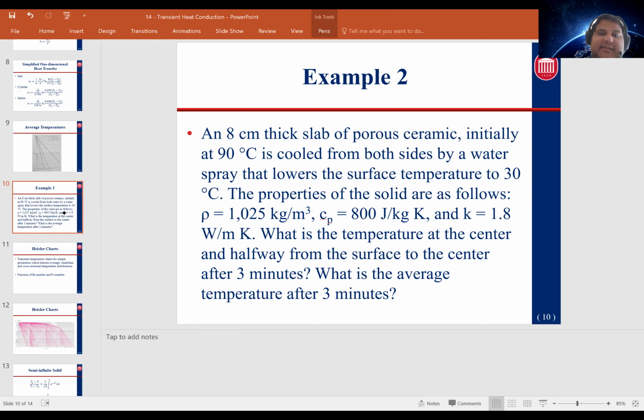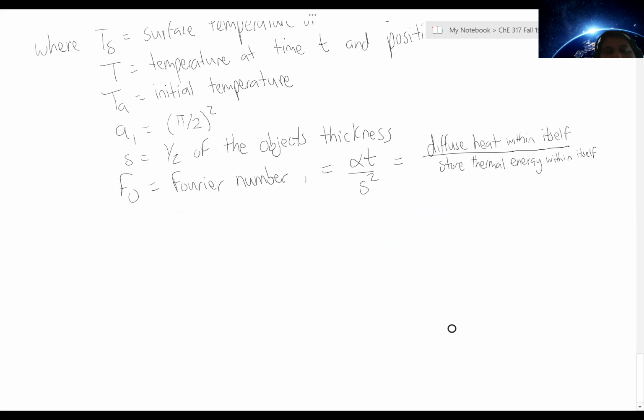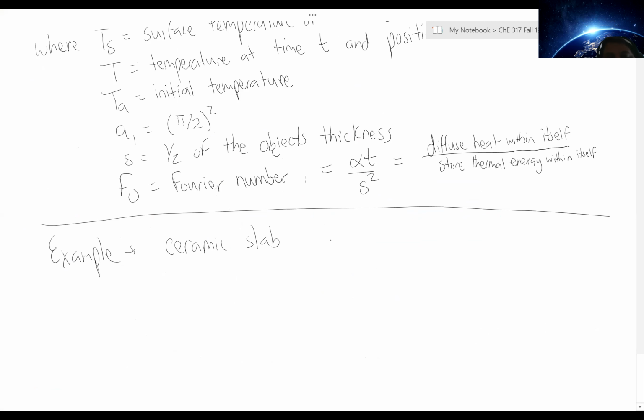Okay, so let's take a look at this one briefly together because we're running low on time. So this is looking at a ceramic slab. The thickness was 8 centimeters. The initial temperature was 90 degrees. The surface temperature is 30 degrees.